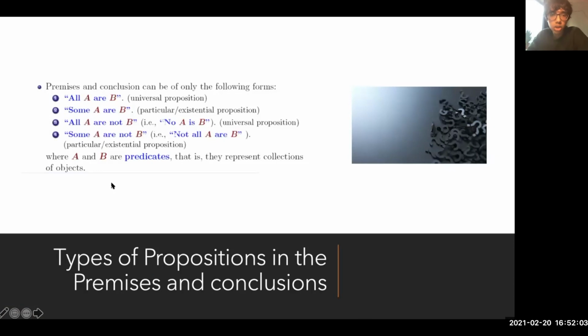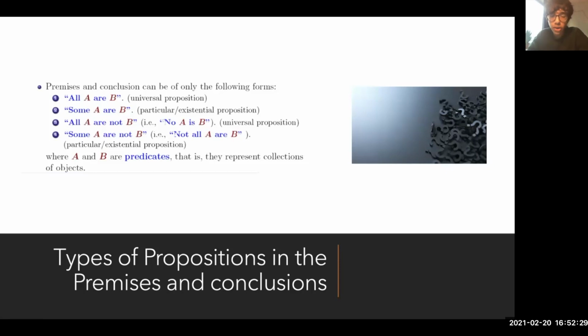The premises and conclusion in syllogisms can be of these forms. So these are the types of propositions that can exist. All A are B. This is known as a universal proposition, because whenever the word all is used, it's known as universal. And whenever the word some is used, it's known as particular or existential. So all A are B is a universal proposition. Some A are B is a particular proposition.